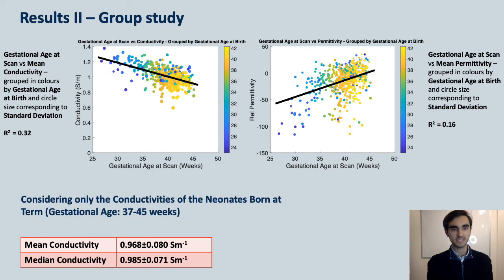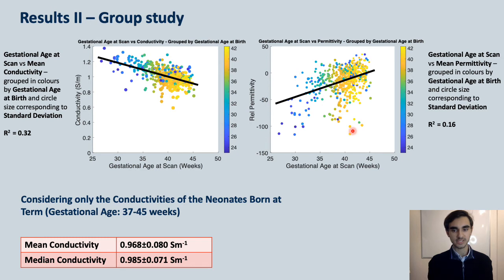At the top you can see scatter plots for the gestational age at scan against both conductivity and permittivity, where the points are coloured by their gestational age at birth and are sized by the standard deviation for each measurement. The conductivity has evidence of a weak negative correlation against gestational age, with an R-squared value of 0.32. As opposed to this, the permittivity results were a lot noisier and contained many unphysical negative values.